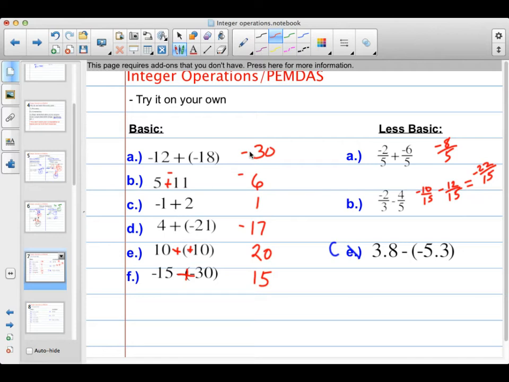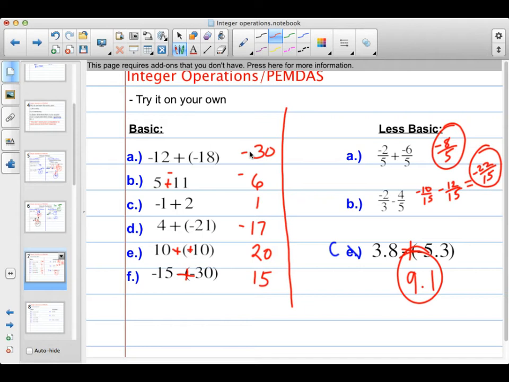And the last one, 3.8 minus a -5.3. Connect the two. This is just like adding. 3.8 plus 5.3 should get us, let's see here, 9.1. So if you did the ones on the right, there's your answers, these ones. And if you did the ones on the left, here's your answers.